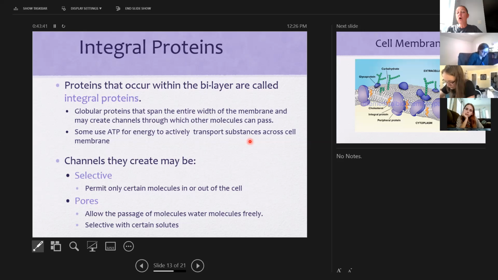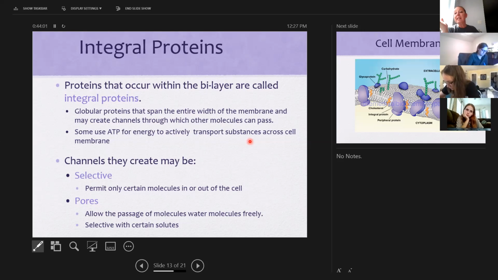Protein channels also help to move things, but we have two categories: selective, where only certain things are allowed in, and then we have something called a pore, where you still have to be the right person, but they do allow much more free passage.